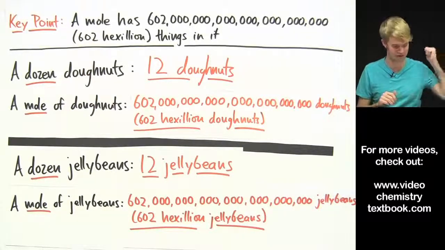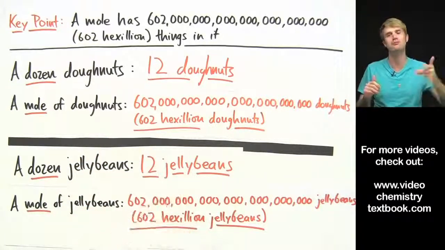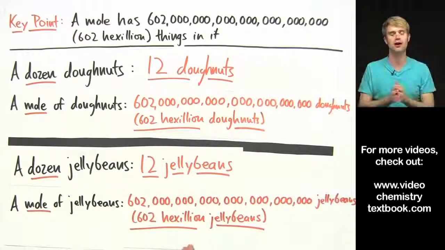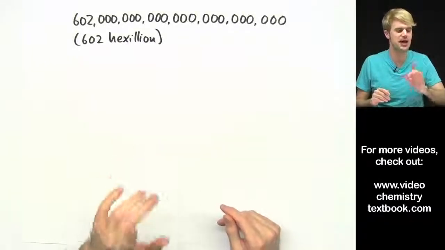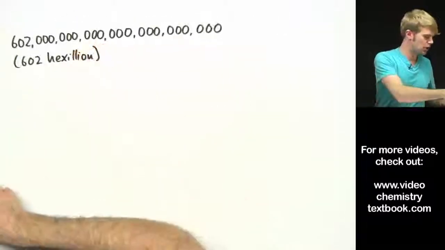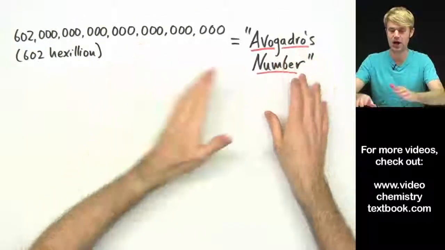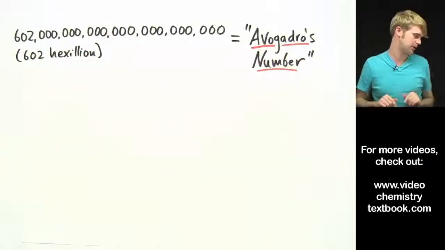You can have a mole of donuts, you can have a mole of jelly beans, a mole of cars, a mole of paper clips, a mole of bouncy balls. Just as long as it is 602 hexillion things, you got a mole. Now let's talk a little bit about this actual number, 602 hexillion. This number is often referred to as Avogadro's number in honor of the Italian scientist who discovered it.